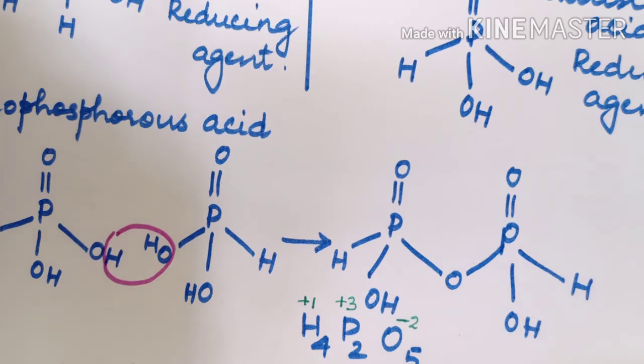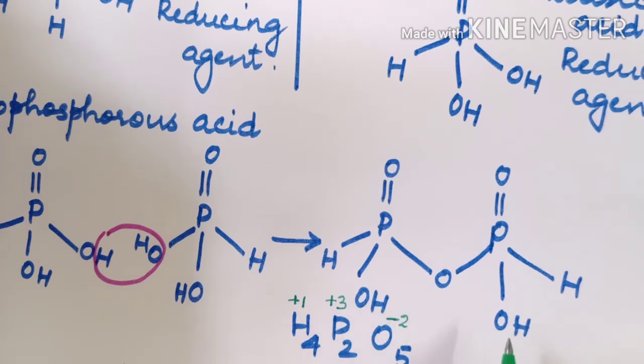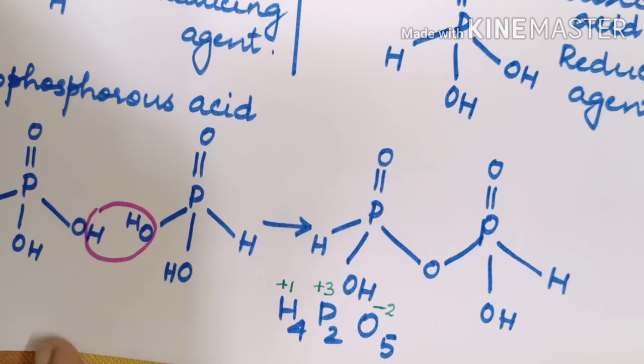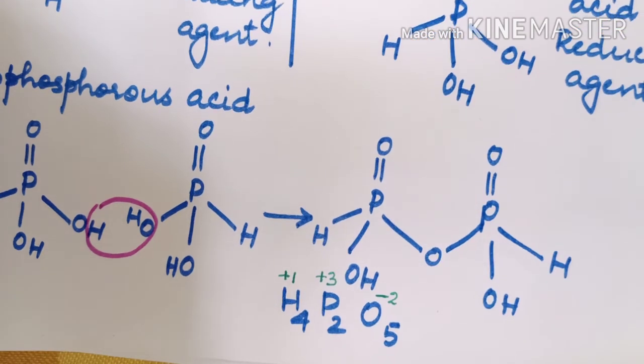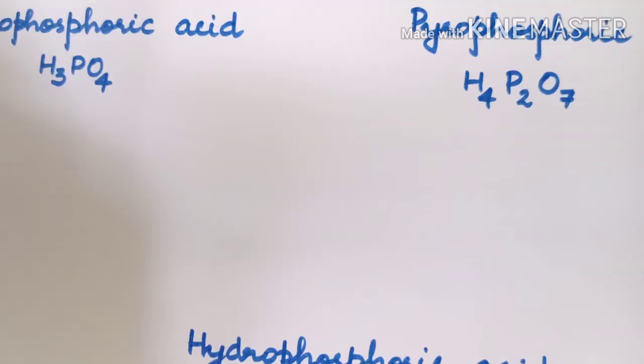Now check the nature of the molecule. Here you find two replaceable hydrogens are there, so it will be dibasic in nature, and here you find that two P-H bonds are there, due to which it can also act as a reducing agent. From the structure, one is able to understand that pyrophosphorus acid is a dibasic acid as well as a reducing agent.